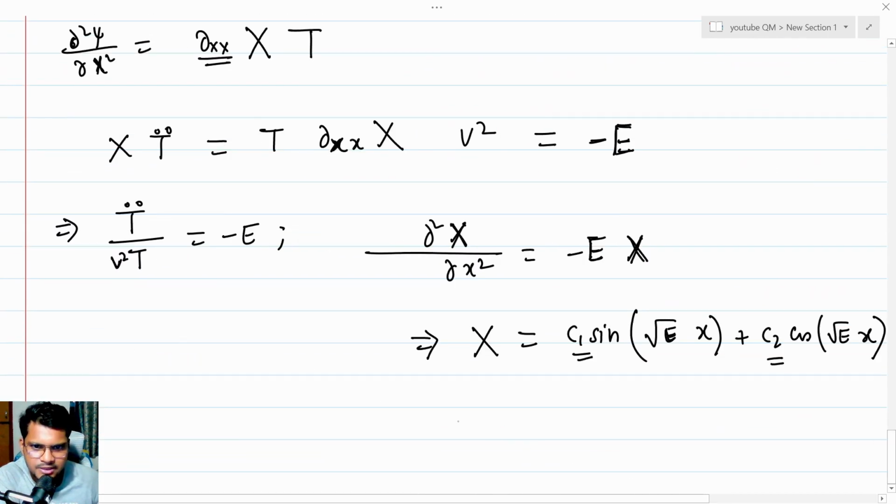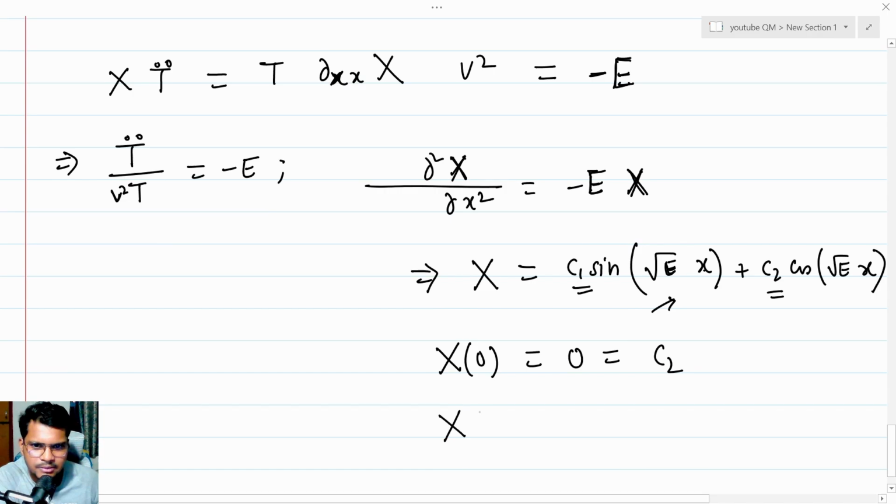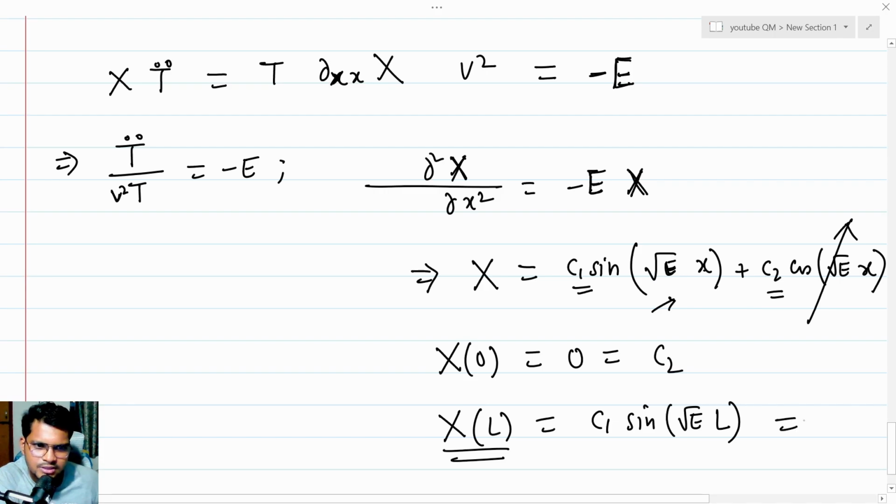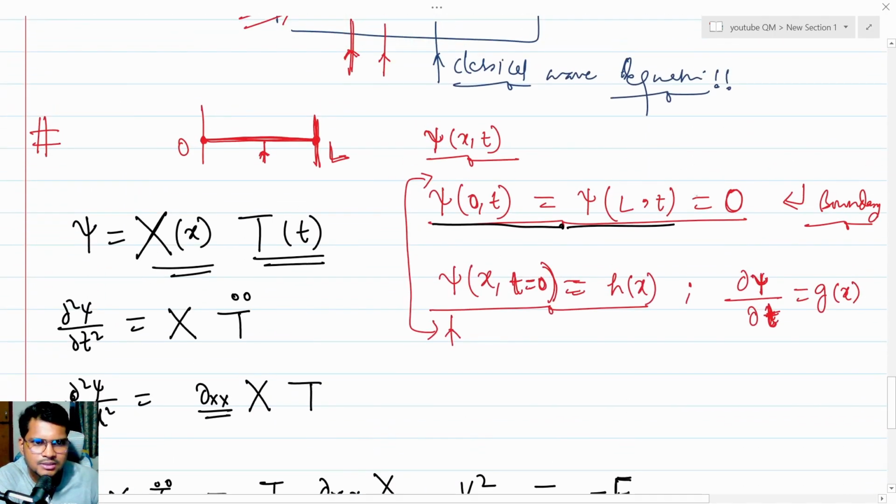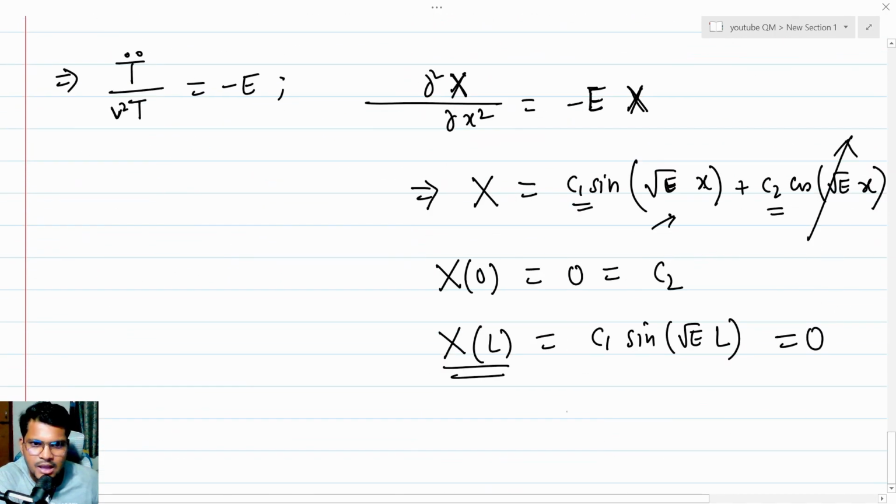So it simply says that when x goes to 0, X has to be 0. Therefore, whenever x is there, just put x equal to 0, this term will be gone, and you get c2, so c2 becomes 0. Similarly, X at L would become c1 sine root e L, since c2 already vanishes. And this X of L also vanishes, right? The disturbance is going to vanish at these boundaries. And now c1 would be gone, and we get root e L.